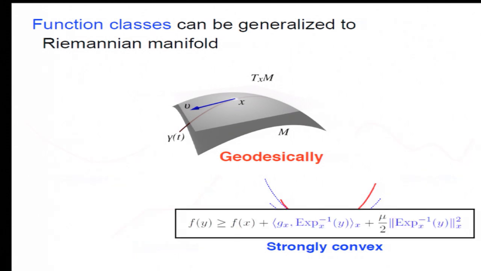Let's give a closer look at a geodesically strongly convex function. Gx here is the Riemannian gradient, which lives in the tangent space of x, and the inverse exponential map of y at base x also lives in x's tangent space. Also note here that the inner product and the norm are defined with respect to the Riemannian metric at x.